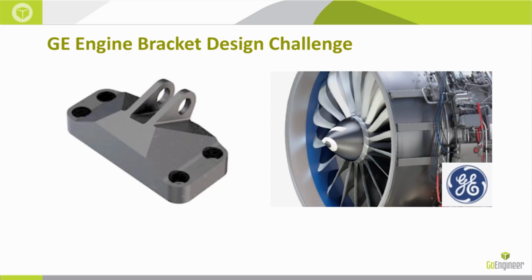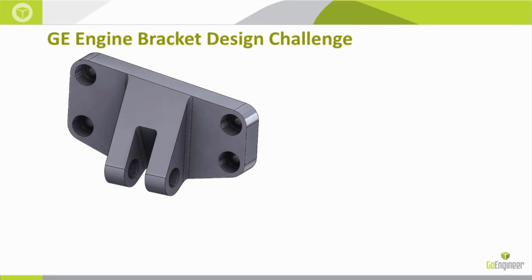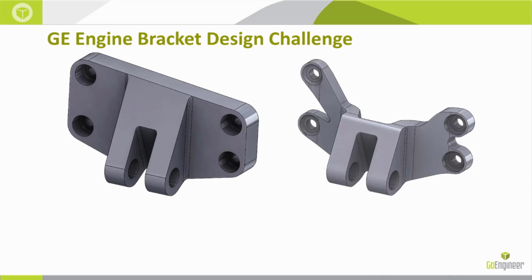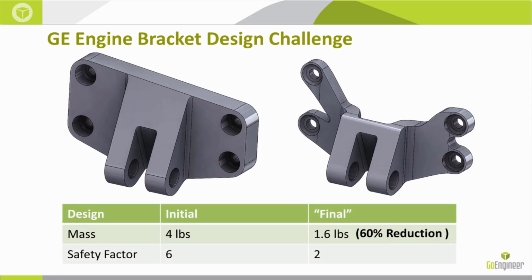One thing that really brought topology to the forefront is General Electric came out with this engine bracket challenge about 5 years ago, where they threw out a design and they said, hey, can you go ahead and make this as light as possible, right? So this was the original design, and if I run this in SOLIDWORKS Simulation's topology tool, it tells me that, hey, this is where you want to place material. So that's what the new design looks like, and our mass has gone down by about 60% in this case, while still maintaining a factor of safety above the requirements.